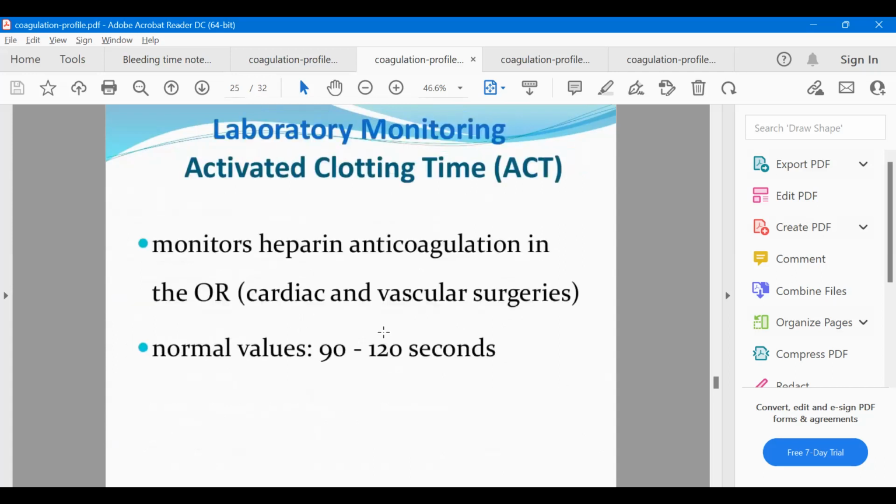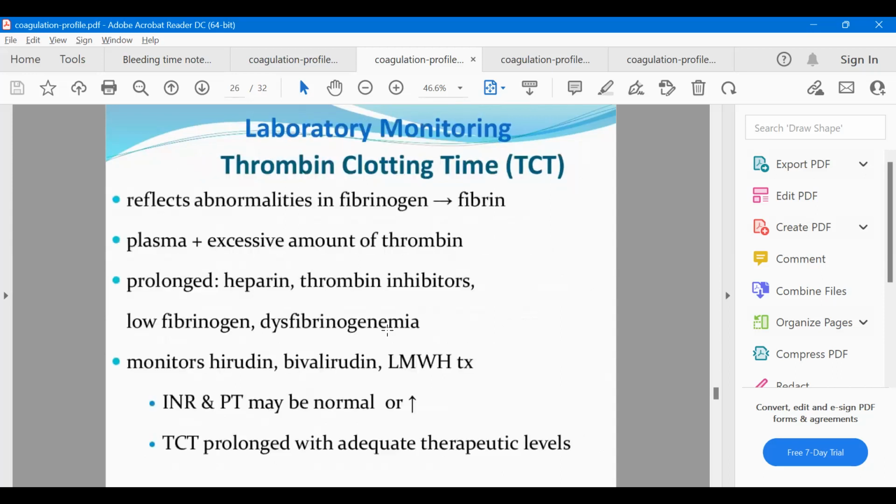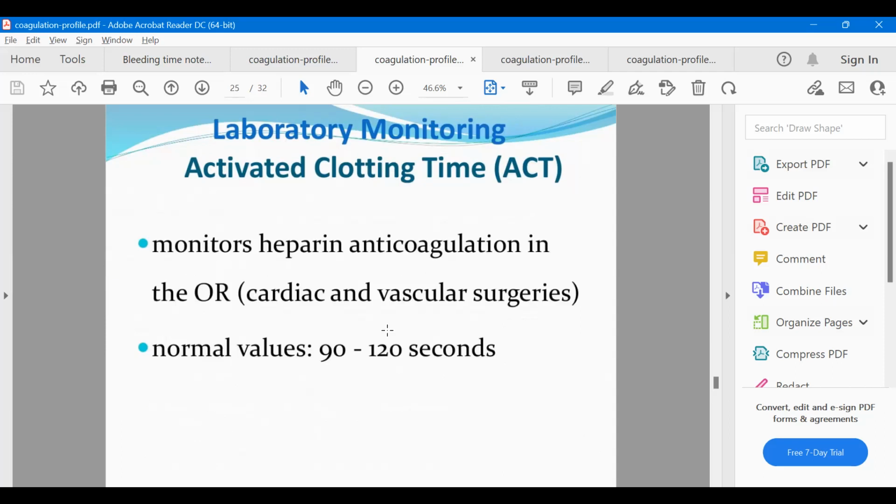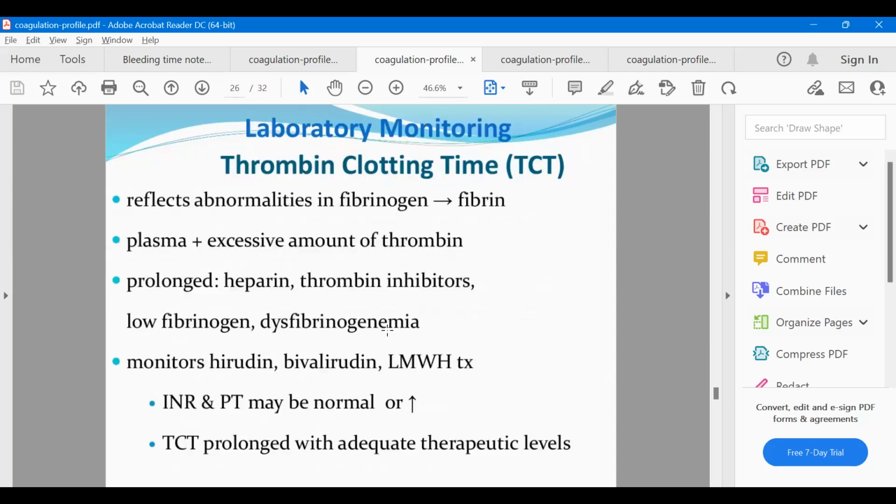Then we have activated clotting time. Activated clotting time will monitor heparin anticoagulation in cardiac and vascular surgeries. The normal activated clotting time is 90 to 120 seconds. Activated clotting time is the normal clotting time, only in the presence of calcium. Okay, simple. Then thrombin clotting time.